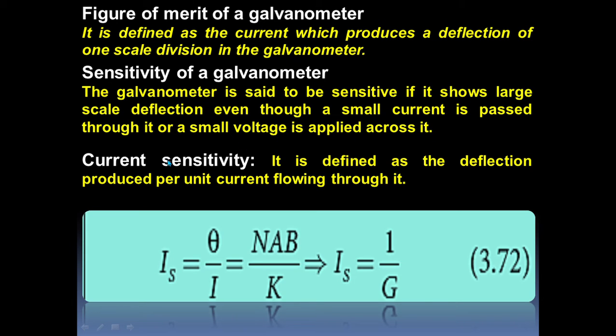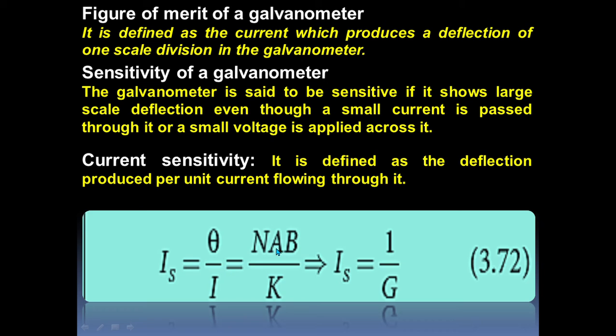Next, current sensitivity is defined as the deflection produced per unit current flowing through it. From this we can write one equation. Is represents current sensitivity, Is is equal to theta divided by I, so deflection is proportional to current. A very small current passing through the circuit produces large deflection. That is why the equation is written as theta divided by I.